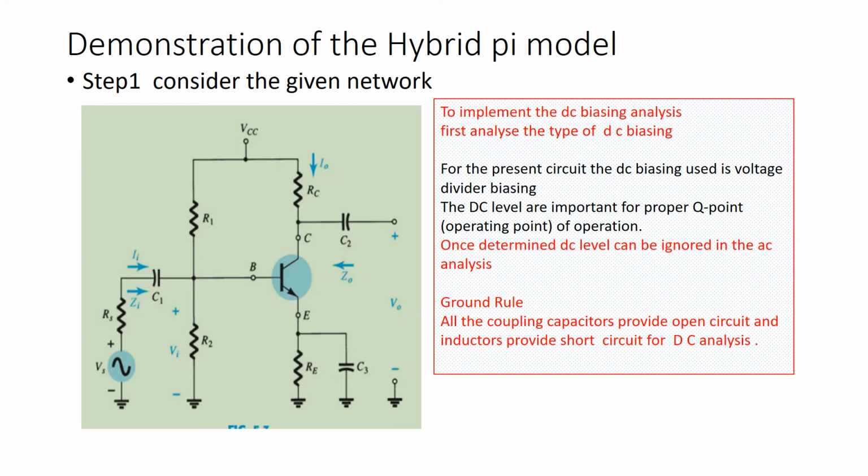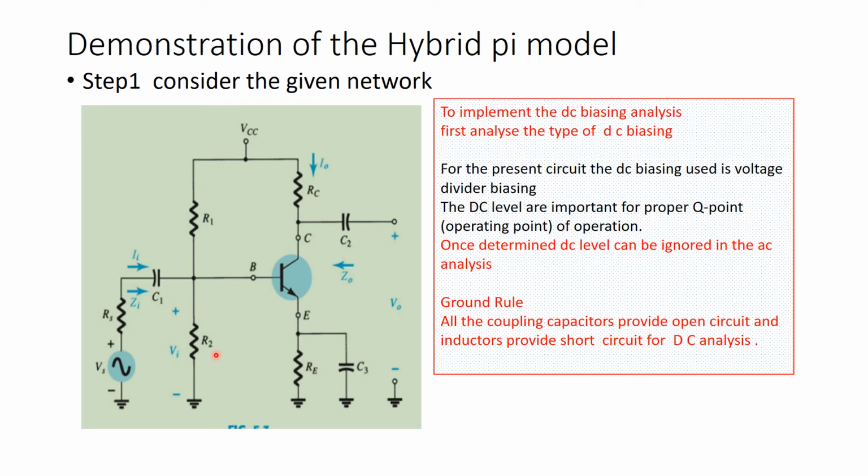Demonstration of a hybrid pi model. Step 1: Consider the given network, and try to find out which type of biasing is used. The present network uses a voltage divider network, so it is voltage divider biasing, common emitter biasing.